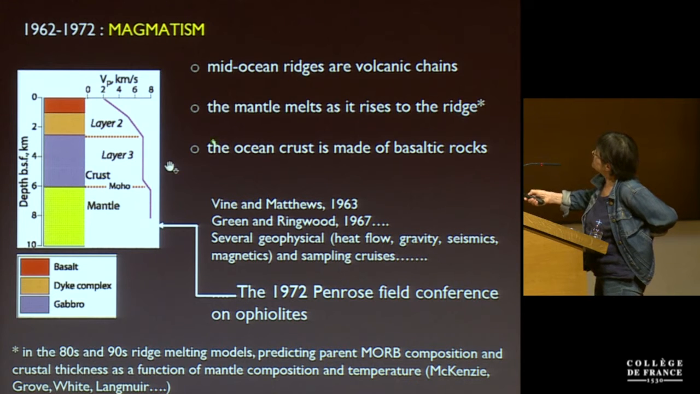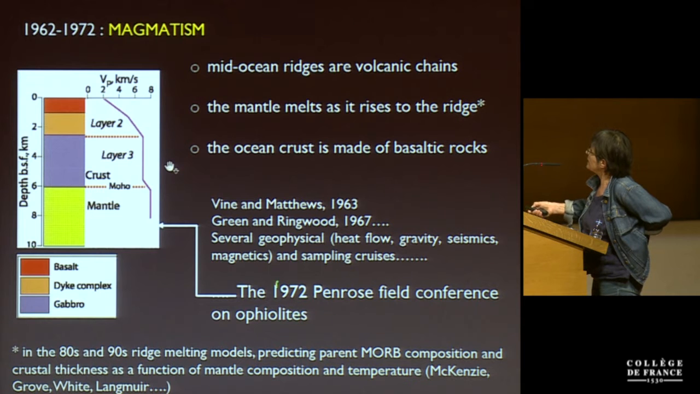And so the third part is that the oceanic crust is made of basaltic rocks, and that's really the outcome of a field conference that took place in 1972, and that brought together people working on the oceanic crust and people working on the ophiolites, and came up with this very famous layered crustal model with the crust made of different types of magmatic rocks.